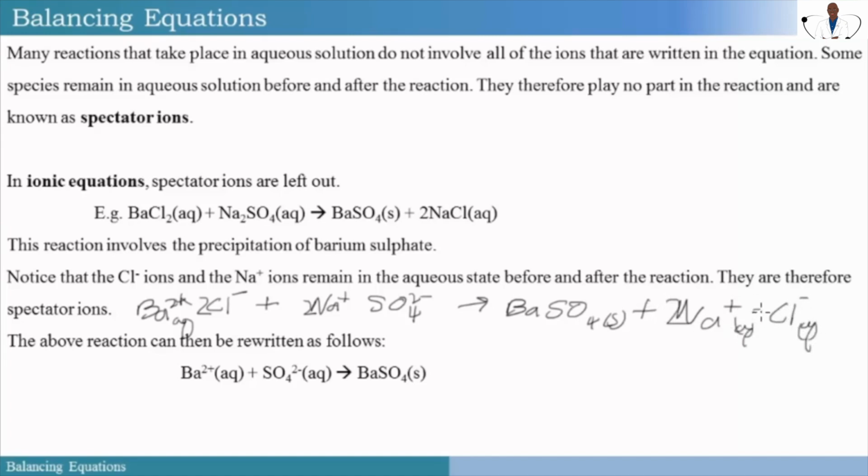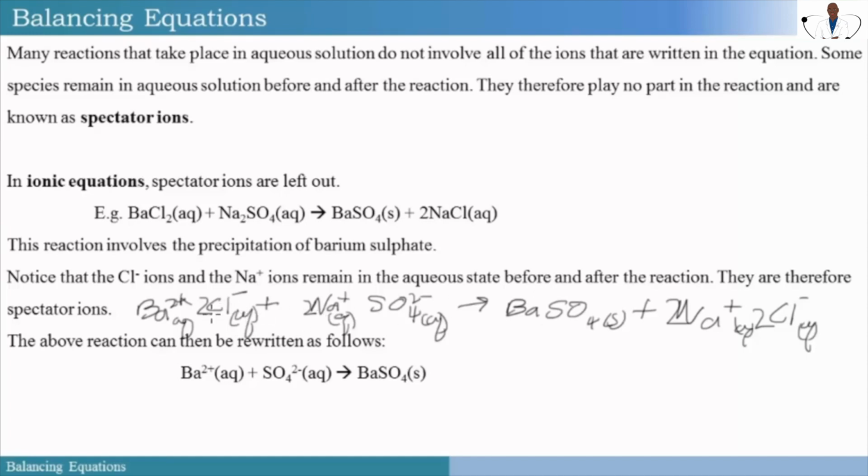So 2 in front there, 2 in front there. When you look at your ions and you put in your state symbols, as long as you are an ion, your state symbol is aqueous. So if I am aqueous here and I am aqueous over here, I am unchanged, and therefore I would be a spectator ion. But in the case of barium, barium here is aqueous and barium here is solid, so the barium ion is not a spectator ion. It is actually taking part in the chemical reaction.